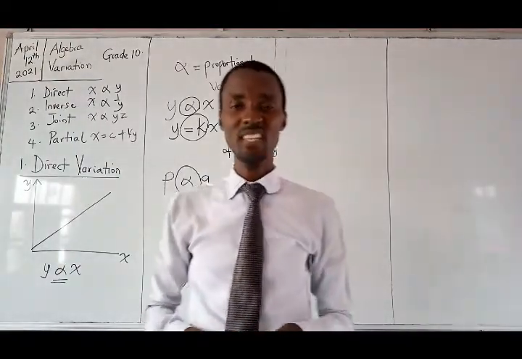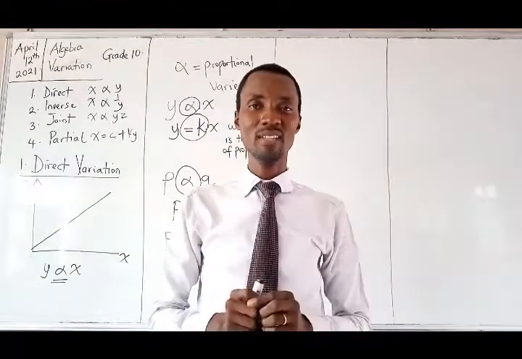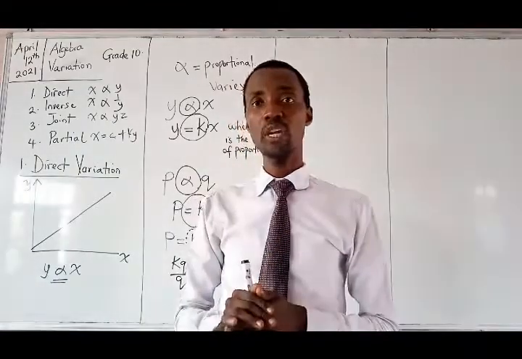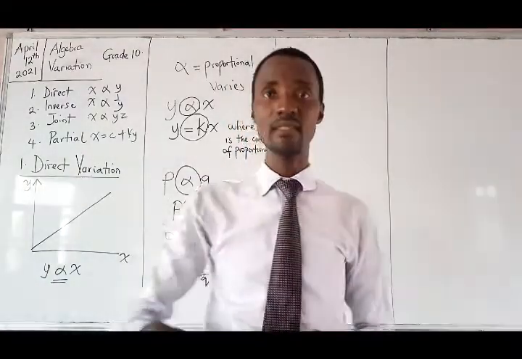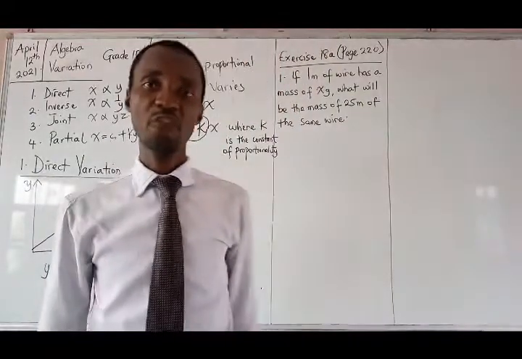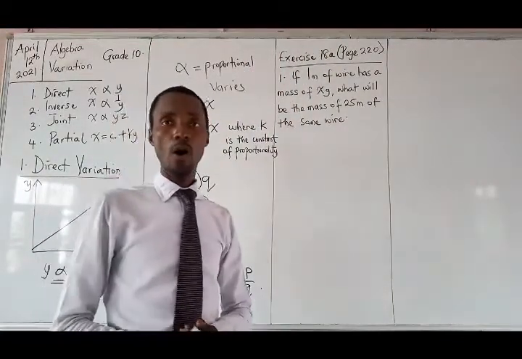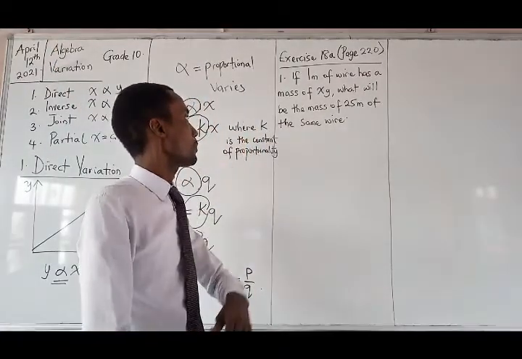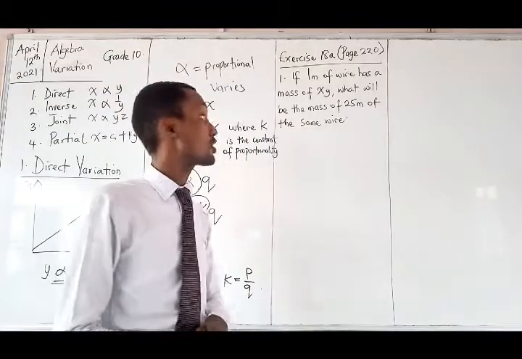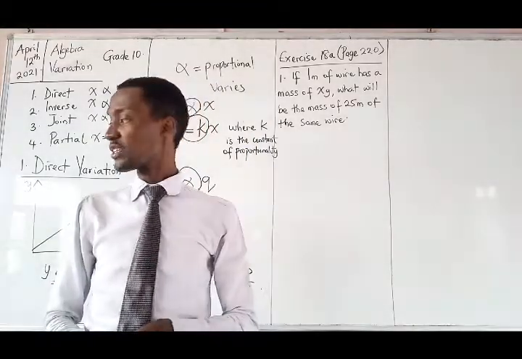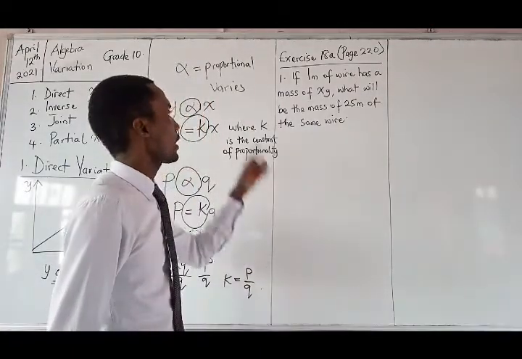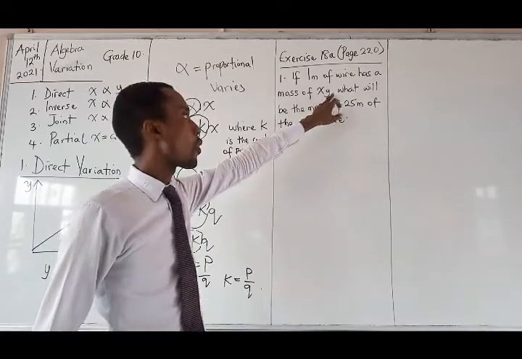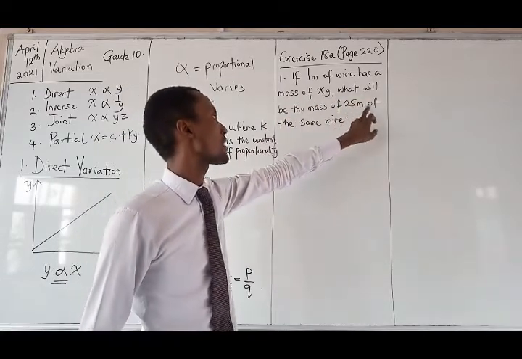Our textbook of reference is the New General Mathematics for Grade 10 or SS1, and that is found in chapter 18. So we'll go straight away to look at 18A and attempt certain exercises. Okay, so for our first thing, we have a question here on exercise 18A. That's on page 220 of our reference text. And it says, if 1 meter of wire has a mass of X grams, what will be the mass of 25 meters of the same wire?